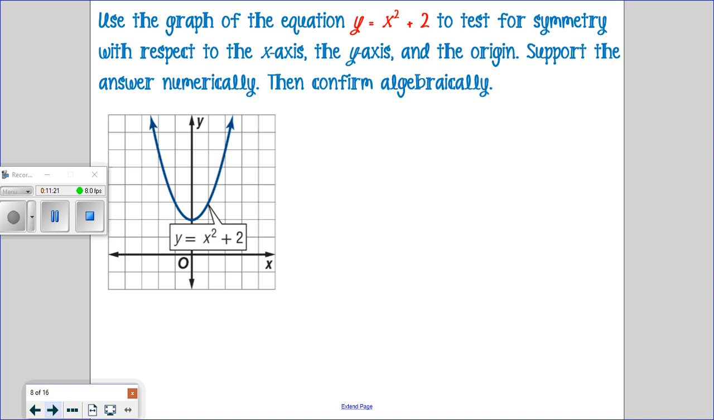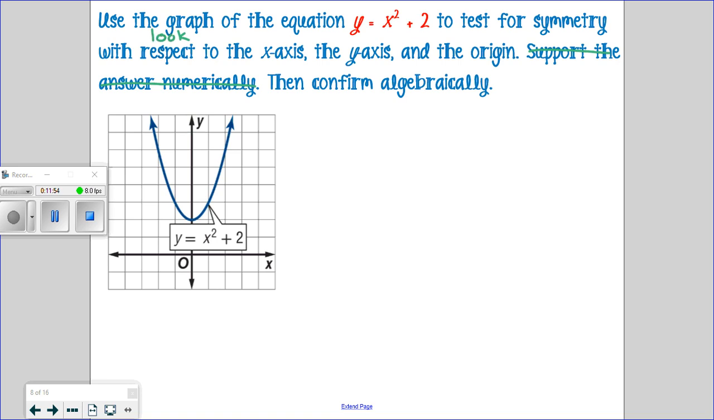I'm going to clarify some of the directions up here. At first it says use the graph of the equation y equals x squared plus 2 to test for symmetry with respect to the x-axis, y-axis, and origin. So when it says use the graph of the equation, that means look at the graph and see visually which type of symmetry you think it has. We are not going to support our answer numerically, ever. But we are going to confirm algebraically.